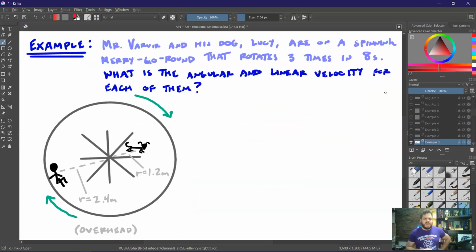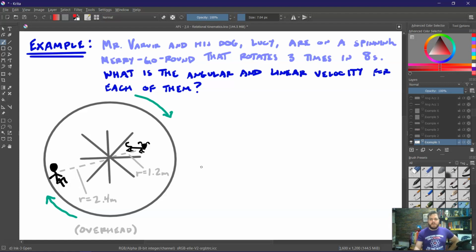So let's look at a brief example. Let's say myself and my dog Lucy are on a spinning merry-go-round that rotates 3 times in 8 seconds. And we can see here that this is an overhead shot. It's going in the clockwise direction. Lucy is 1.2 meters from the center. I am 2.4 meters from the center. And what's the angular and linear velocity of both Lucy and myself?